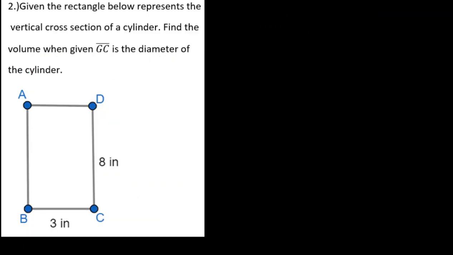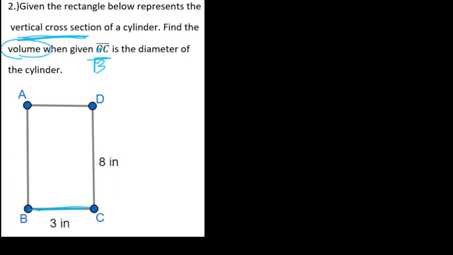Okay, here we have our second example. Given the rectangle below represents the vertical cross-section of a cylinder. So remember, in our previous example, it was a horizontal cross-section. In this case, it's going to be the vertical cross-section. Find the volume when given GC is the diameter. Oh, you know what? That should say BC. My apologies. So when given BC is the diameter of the cylinder.